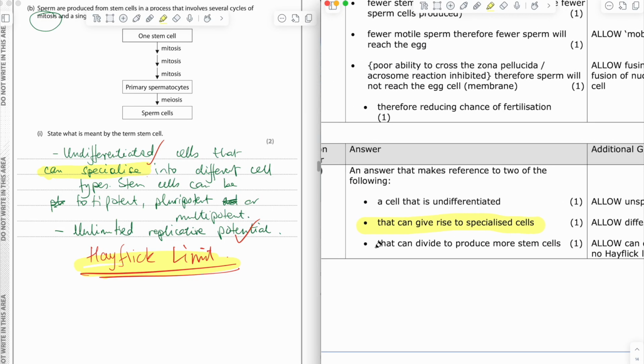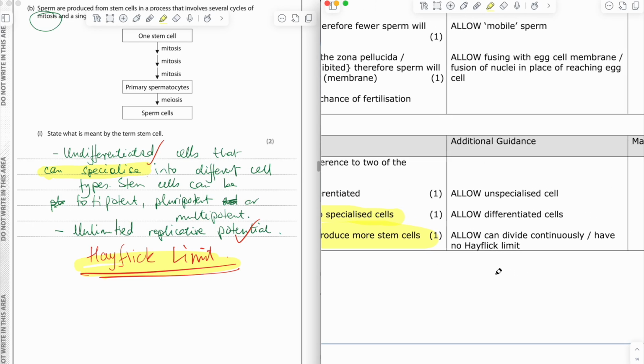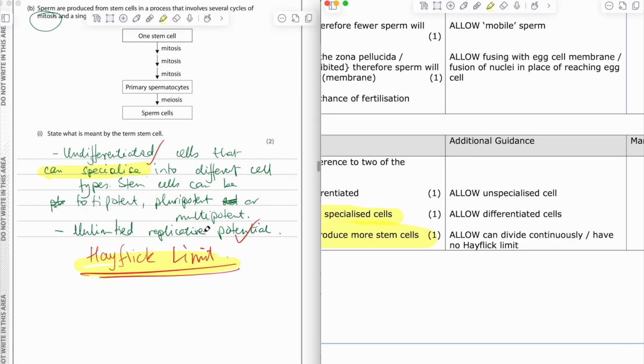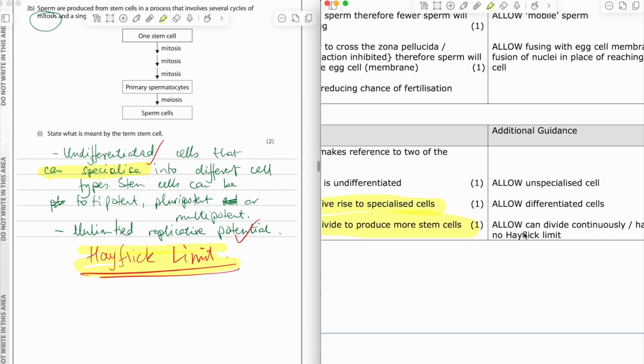I'm okay with that. The two things about stem cells are that they can give rise to specialized cells, and they can divide many times. I said unlimited replicative potential, so maybe I give myself that mark. However, I see this term Hayflick limit come up a lot, so I think I need to train myself to say Hayflick limit.